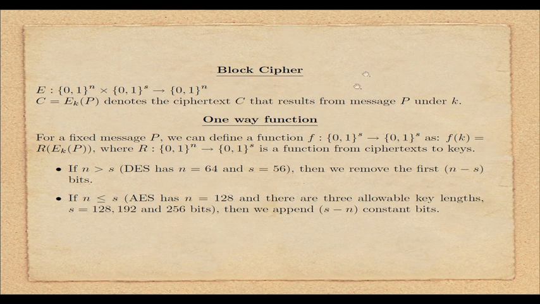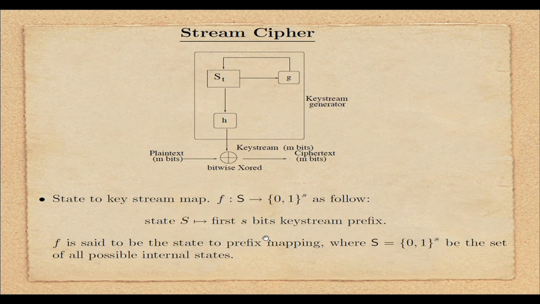Now, this is the way we look at a block cipher as a one way function. Now, we look at how we can look at a stream cipher as a one way function. So, this is the general structure of a stream cipher. In a stream cipher what we have is a state, it could be an LFSR based stream cipher or any general stream cipher. So, it is basically a finite state machine.